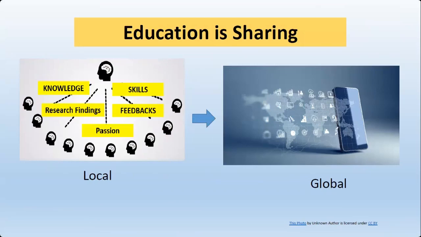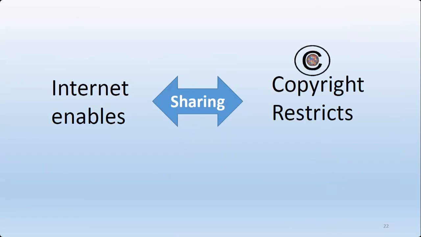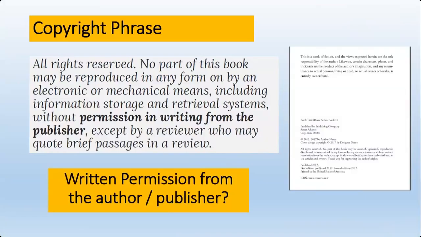Go on. So we're talking about copyright, something that's so important. The internet enables sharing, but copyright restricts sharing. Why do you restrict? Let's say you take any book and look at the page on copyright. It's normally so small that we don't read it, but actually it says: all rights reserved. No part of this book may be reproduced in any form or by any electronic or mechanical means, including information storage and retrieval system, without permission in writing from the publisher.